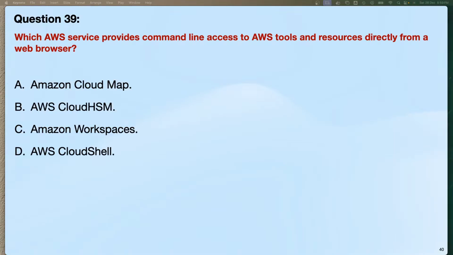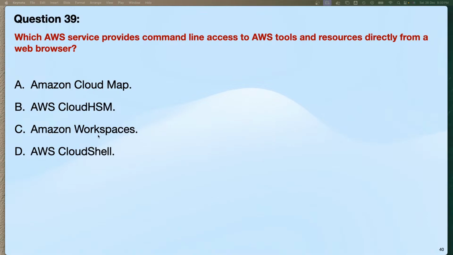So if I go to 39, which AWS service provides command line access, CLI, to AWS tools and resources directly from the web browser? Remember, there is a service on AWS where you don't need to connect to the AWS tools or resources from any third-party tools like Putty or WinSCP, like those things. You can SSH commands or anything. There is a service on AWS you can directly use. It is called Cloud Shell. Okay. So AWS Cloud Shell is one you can use to directly access the AWS resources from web browser via CLI commands. Okay. So 39D is the answer.